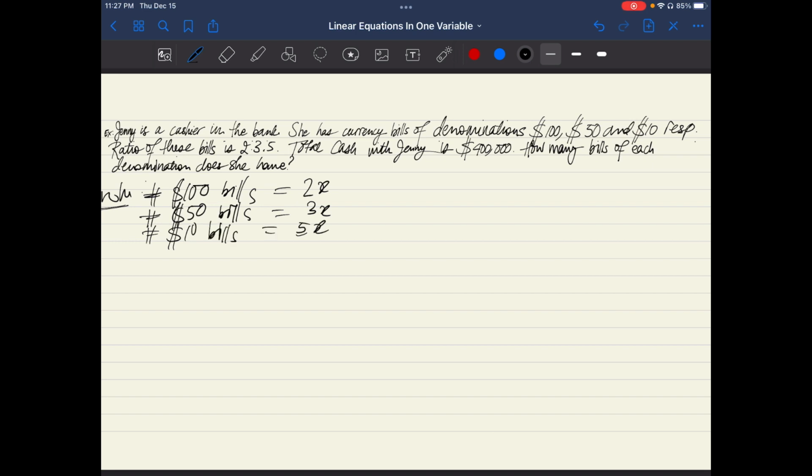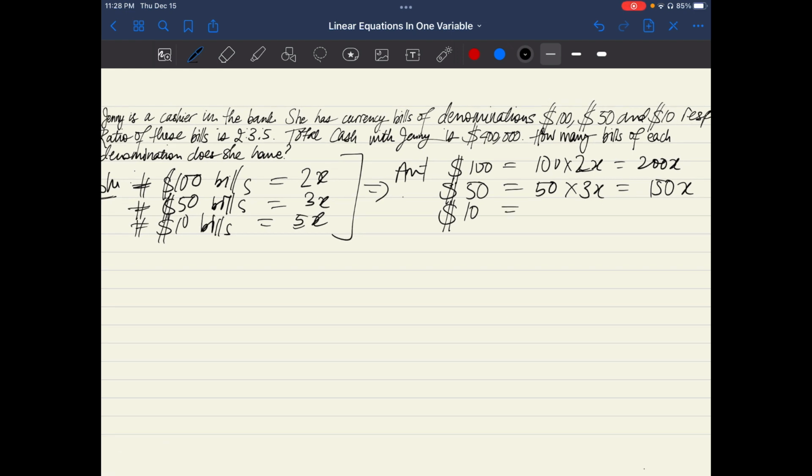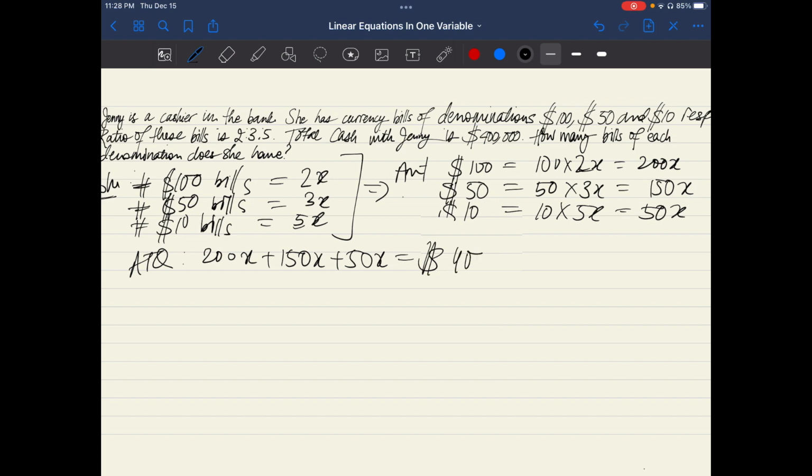5x. Therefore, the amount we have from $100 bills is 100 times 2x, which is 200x. Amount from $50 bills is 50 times 3x, which is 150x. And the amount from $10 bills is 10 times 5x, which is 50x. Therefore, according to the question, our equation is 200x plus 150x plus 50x is $400,000, since the total cash with Jenny is $400,000.